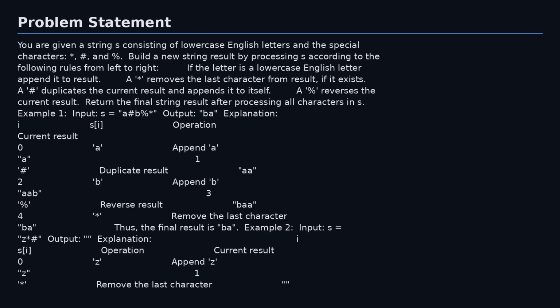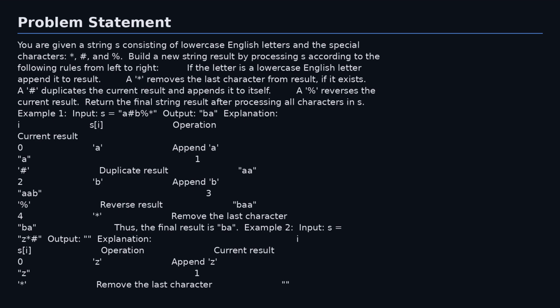The problem statement asks us to process a given string, and we have 4 special operations that we need to consider. The first operation is when we encounter a star. The second operation is when we encounter a hash. The third operation is when we encounter a % sign. And the fourth operation is when we encounter a lowercase letter. We need to understand what each of these operations does and how it affects the result string.